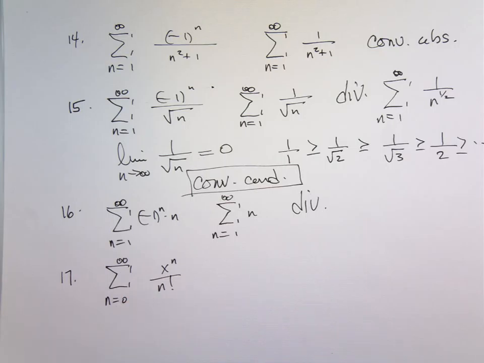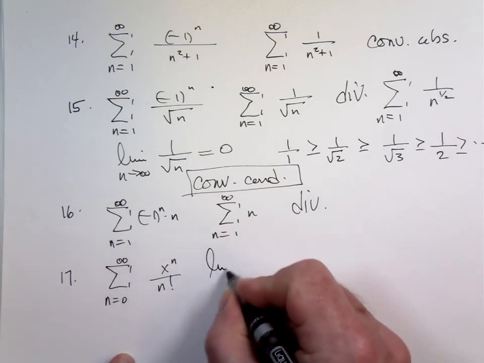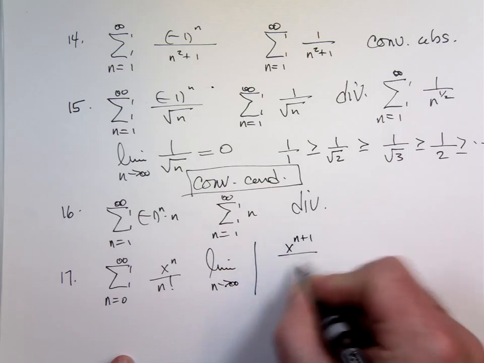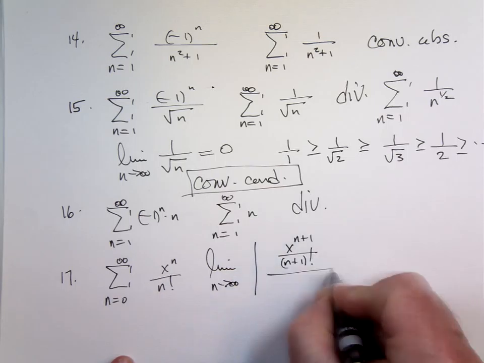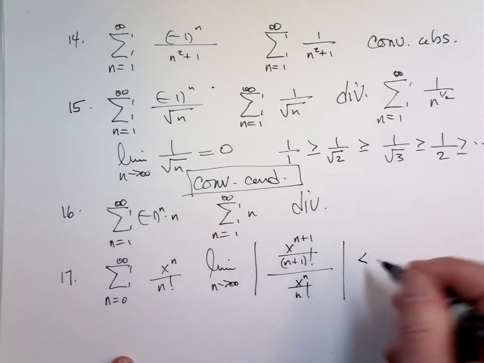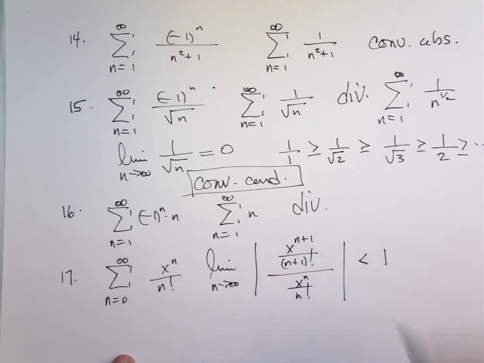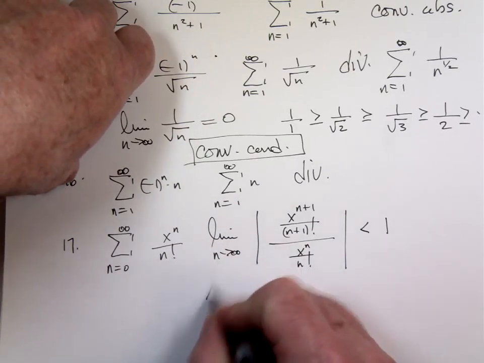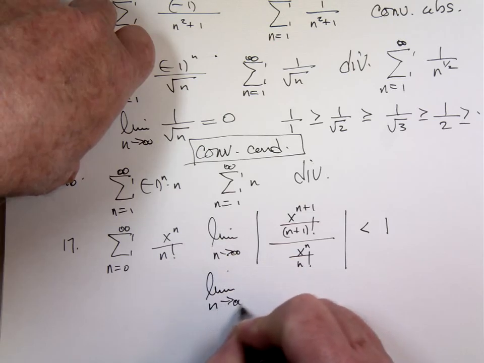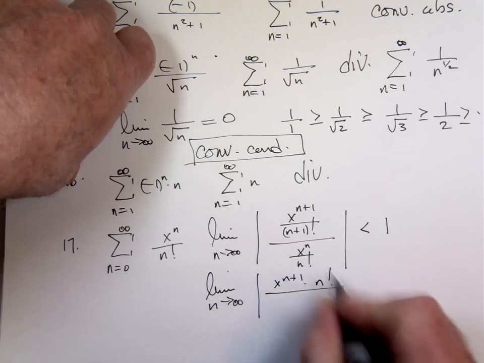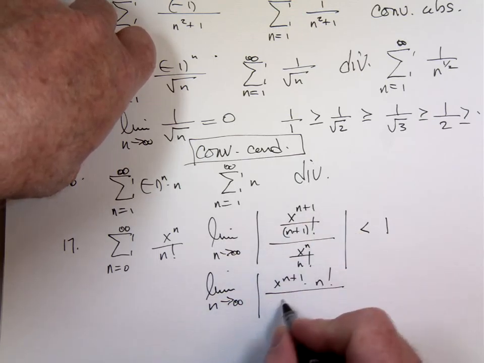Let's do it. Let's take the limit as n goes to infinity. We'll take the n plus first term over the nth term. And we want to find out for which x's this is less than 1. Because it's for those x's the ratio test says it converges. Take the limit as n goes to infinity. X to the n plus 1 times n factorial. Bring this up. Bring this guy down. X to the n plus 1 factorial.